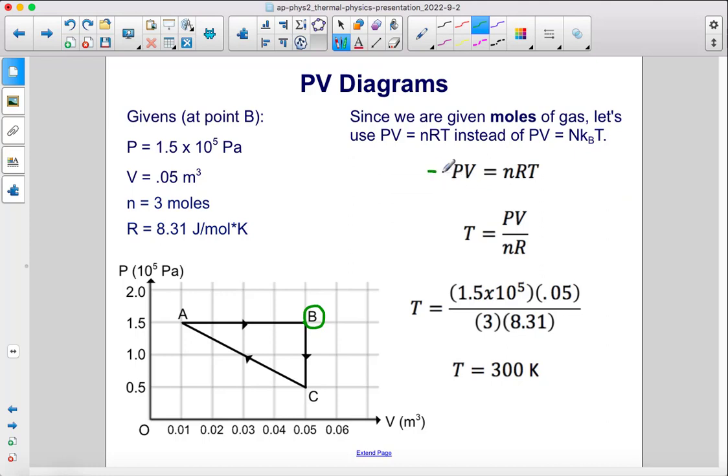So we're going to rearrange this equation to solve for temperature because that's what we're looking for in this problem. So we're just going to divide both sides by nR. Then finally we plug in all of our values here, and I have not put in the units just to save space. The temperature is 300 K at point B.